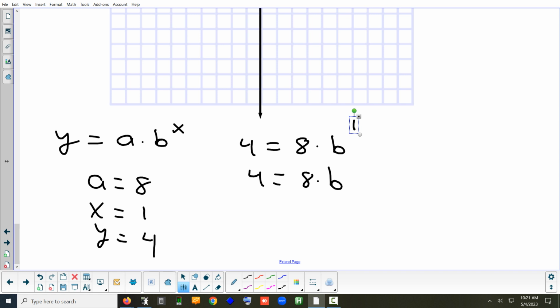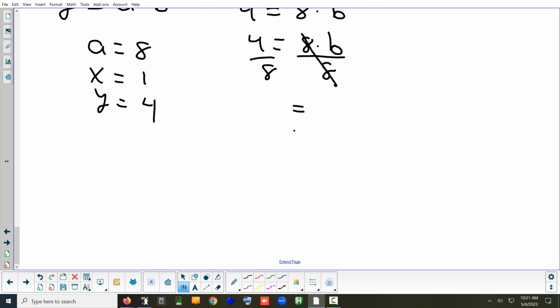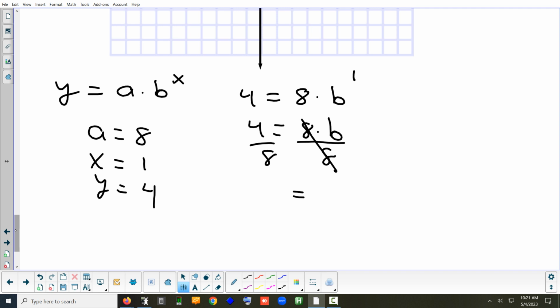Divide everything by 8. That's gone. And you can leave B as a fraction, but you should reduce it if you can. What is 4/8 reduced to? Yep, 1/2. Okay, so there's B.